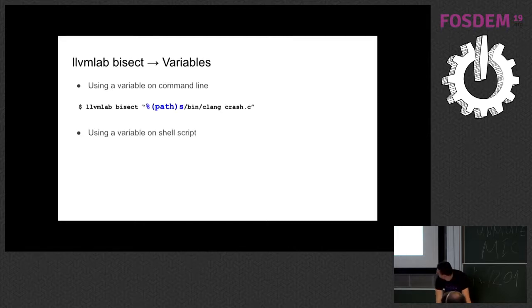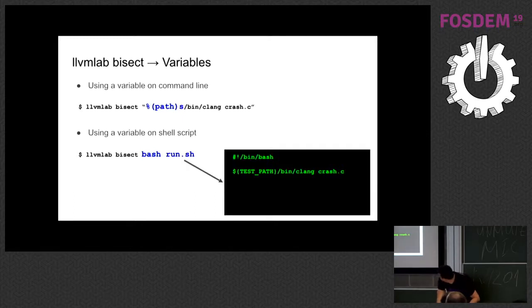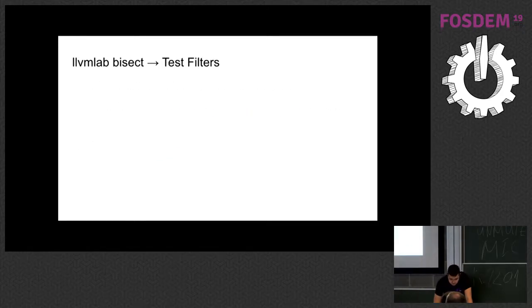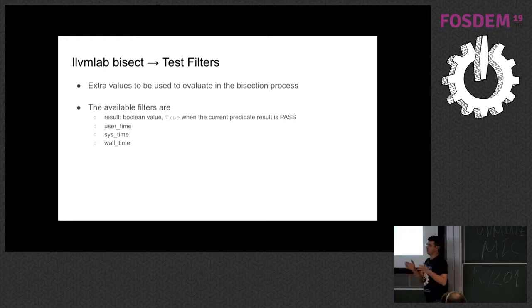So this is how you call it on the command line, just inline. Or you can say, run this shell script, and the shell script will have the variables in that format. So those variables are available when you are running the test. After you finish the test, you can also use test filters. You can see for that specific test case whether the test passed or failed. You get a result in a variable called result. And you can also have the time measurements, as in user time, system time, and wall time.